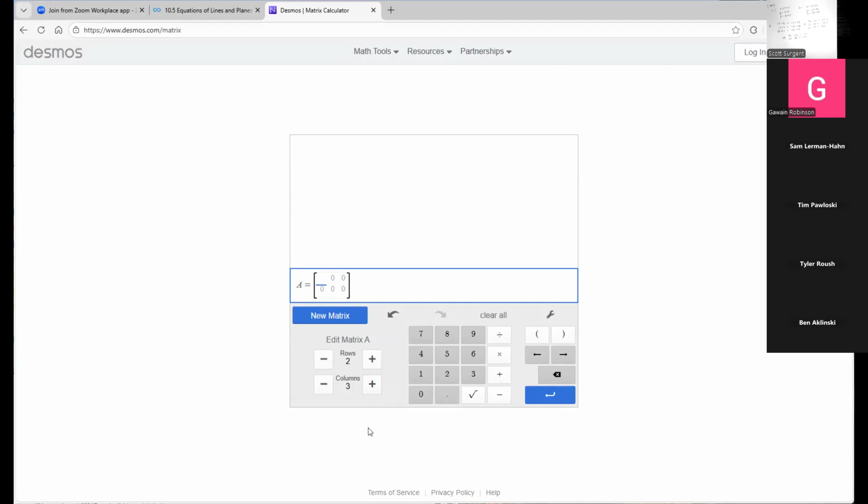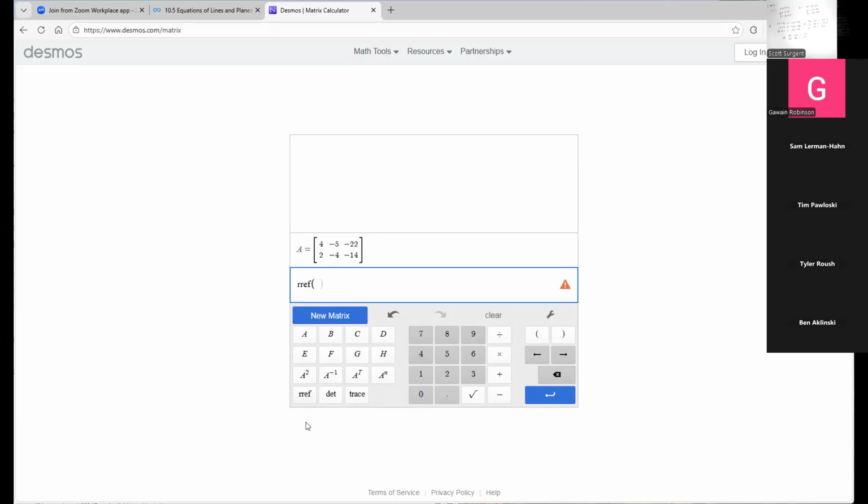And what I'm going to do is type in the coefficients and the constants of the system. Now, if you recall, it was 4s take away 5t equals negative 22, 2s take away 4t equals negative 14. And so I enter it. Now, what I do is I go down here to RREF, which is reduced row echelon, just type in letter A, and bada boom, there's my answer.